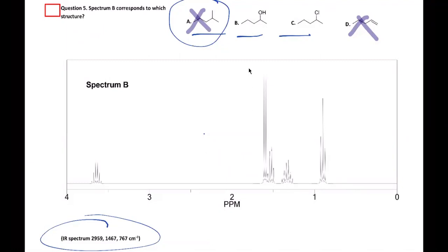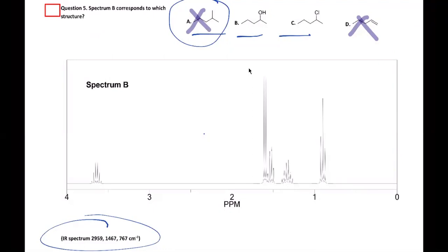Where would that droopy stretch be? Where would it show up? It would show up on the far left, right? What's the number though? We need a number. It's really about 3,200 to 3,300. Do you see that in that infrared data that's given? It's not there. So it's not B. It's actually C.